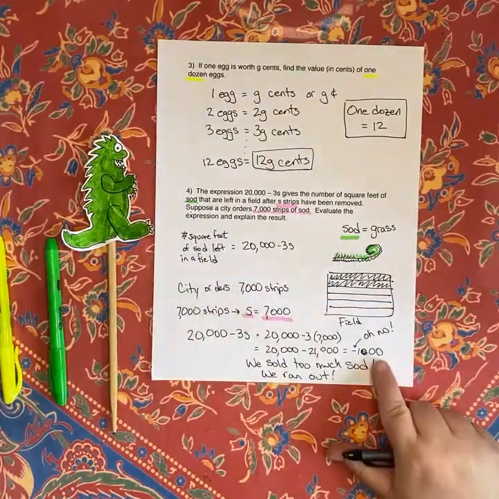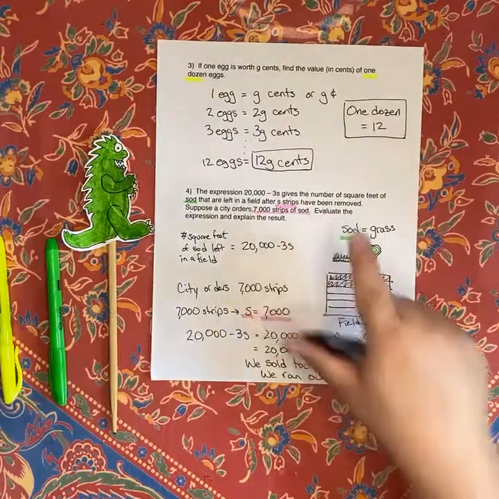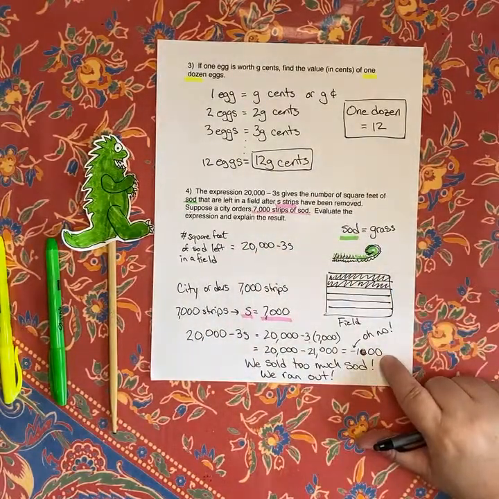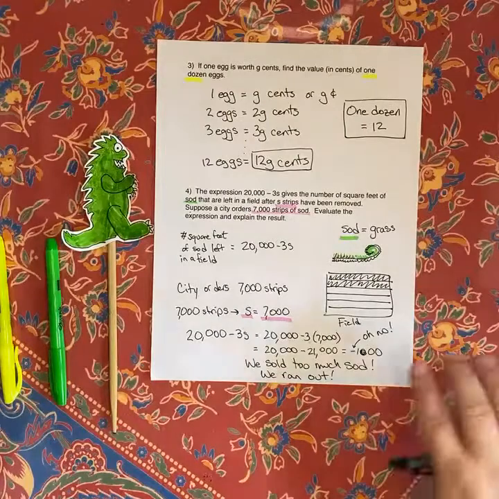Evaluate the expression we did. We got negative 1,000. Notice the word evaluate is going to mean we're going to get an actual number answer. That's good to touch the back of your head. Explain the result. We sold too much sod. We ran out, something like that.